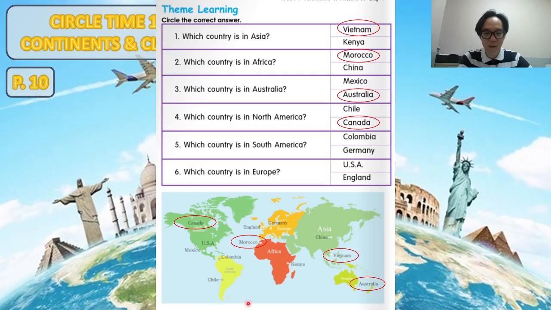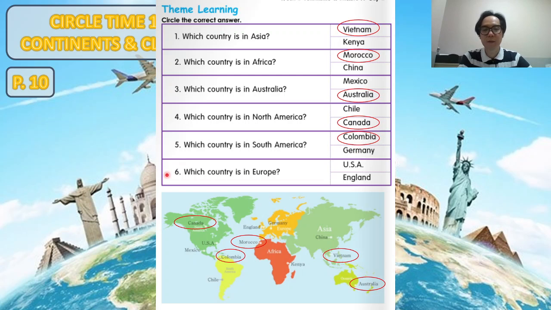So we find South America. And, oh, look at that. Here's Chile. Chile is in South America. But, oh, what's that? Colombia. Colombia is in South America. So our answer for number 5, Colombia.